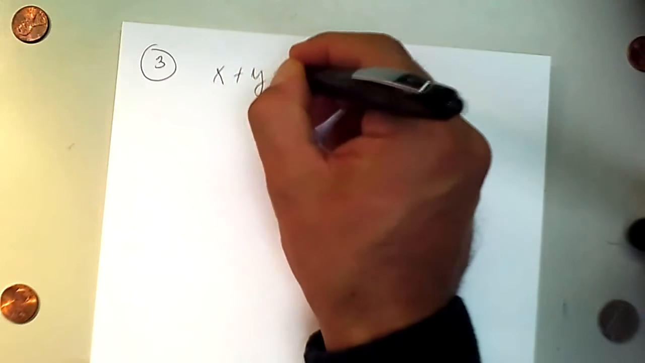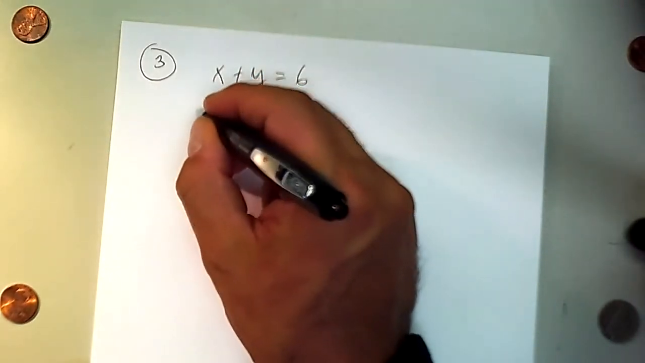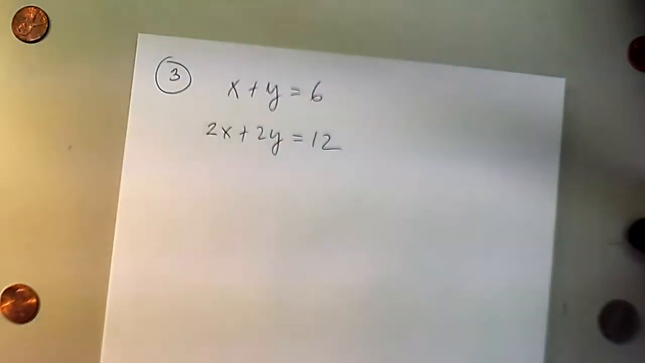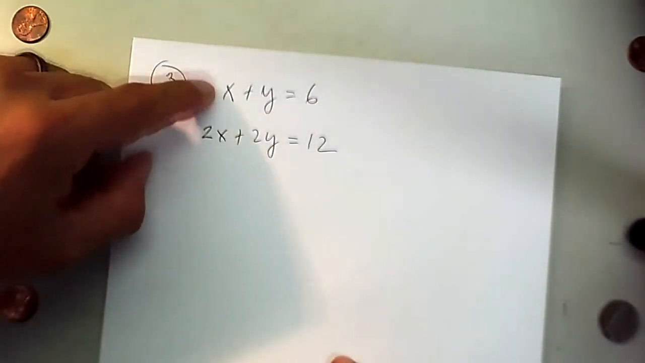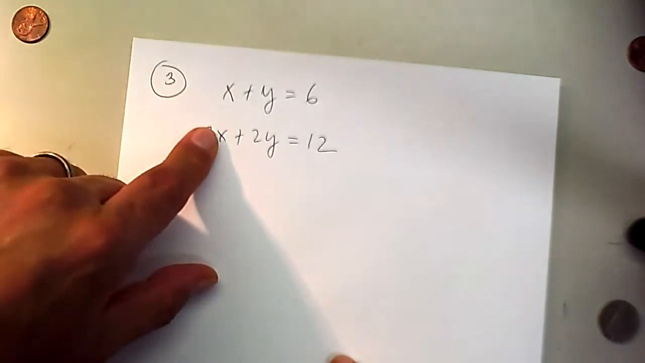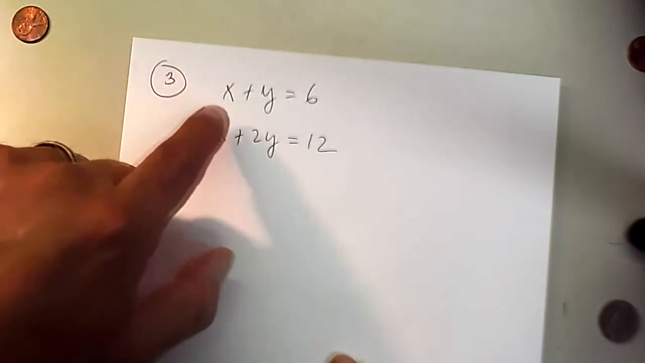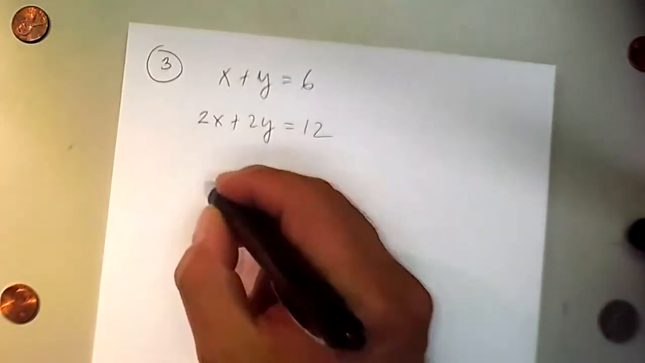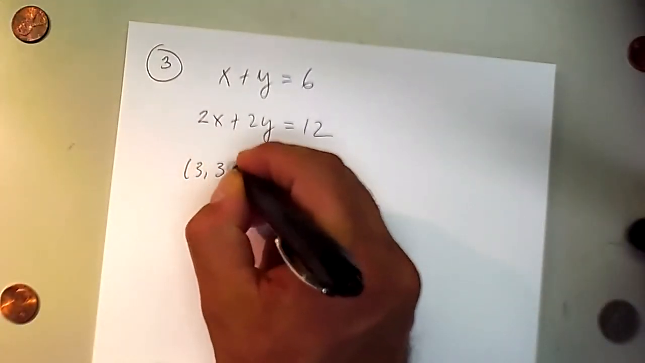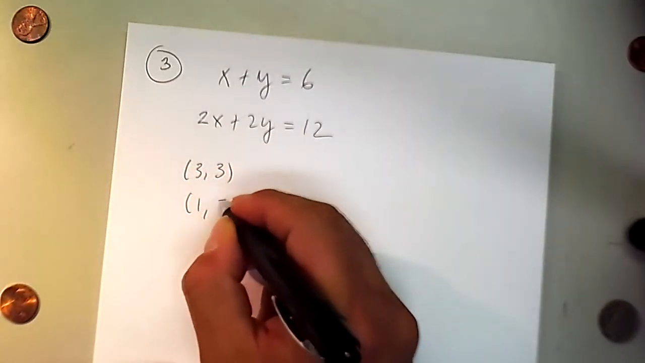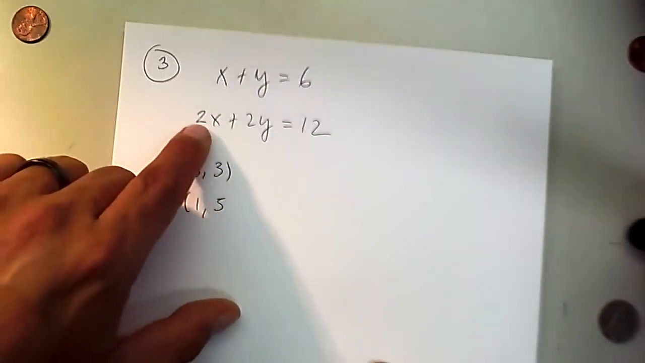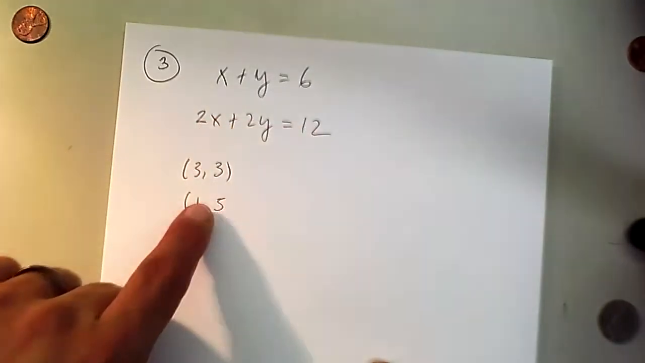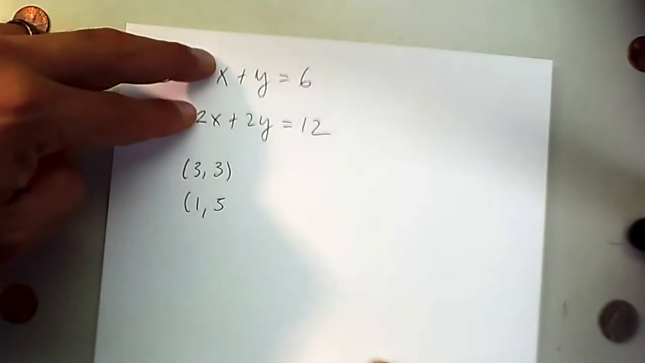So let's say you have, let's keep things simple, x plus y equals 6, and then 2x plus 2y equals 12. Okay, notice that the two equations have exactly the same solutions. 3 and 3 is 6, so that is a solution to the two of them. 3, 3. Oh, but I didn't check this one. 2 times 3 is 6. 2 times 3 is 6. 6 plus 6 is 12. So 3, 3 works for both equations.